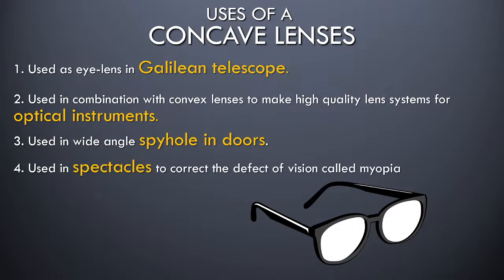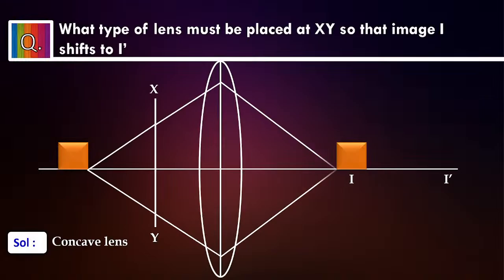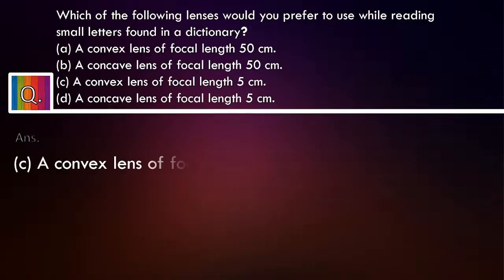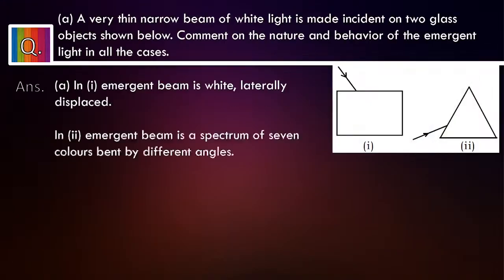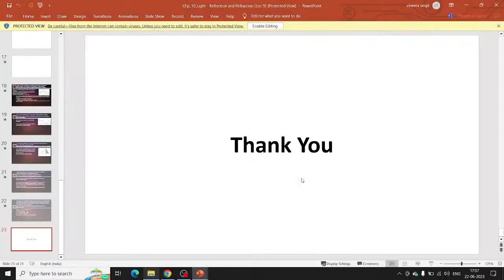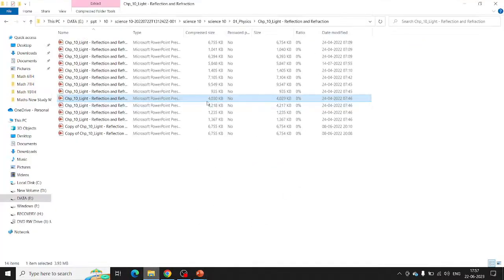Used in spectacles to correct the defect called myopia. Tell me, for hypermetropia, which lens will you use, converging or diverging? And for myopia? Diverging. What is meant by diverging? Concave lens. Remember this. That's it. These are all okay. Same diagrams, formulas, questions. We'll do this later. Problems are later, not today.